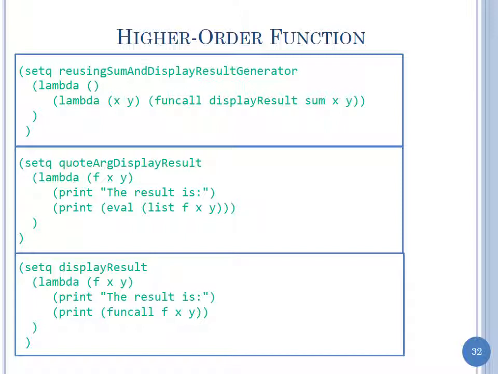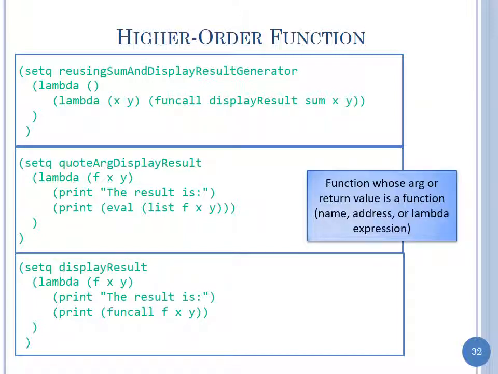Okay, and if you go with the argument idea, a first order function is a function that takes no function argument. A second order function is a function that takes a first order function as an argument. An nth order function is one that takes an n minus 1 order function as an argument. Okay? So it is a function whose argument or return value is a function, and it could be a name, an address in C, or a lambda expression. That's a secondary thing, but it's basically a function that manipulates functions. Okay? And real functional programming involves higher order functions.